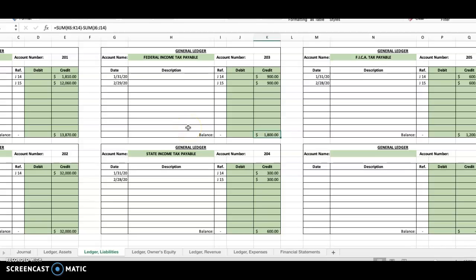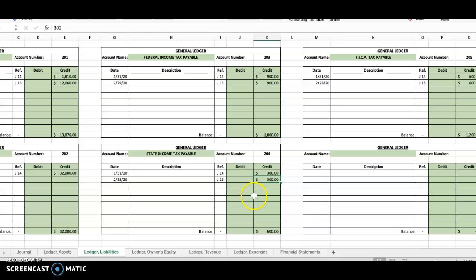And at the end of March, that's when we pay the federal income tax payable. Same way with the state. We don't pay that now. We recorded it in January. We recorded it now at the end of February. I have the wrong date there. That should be February 29th.